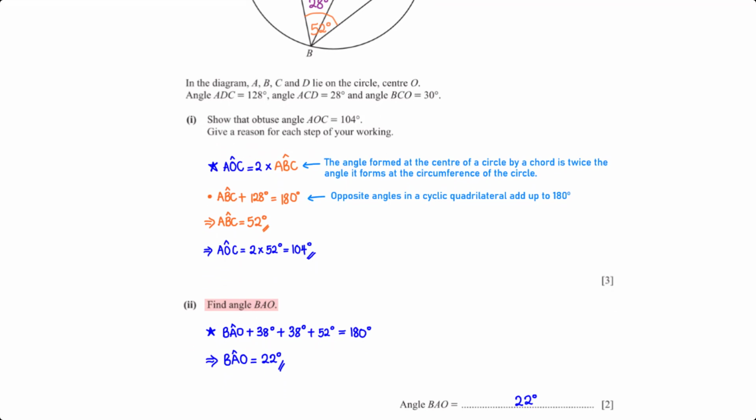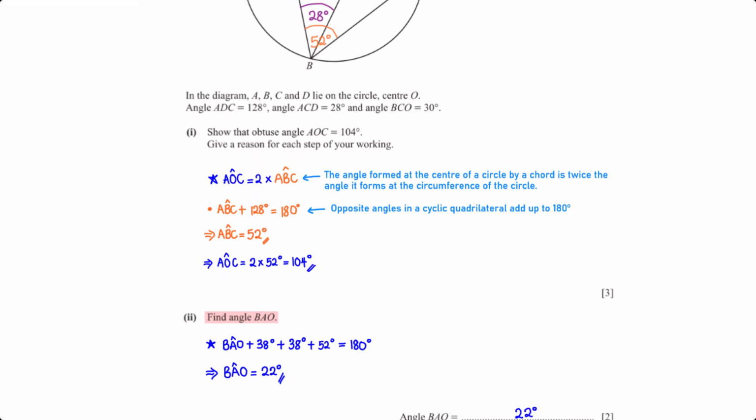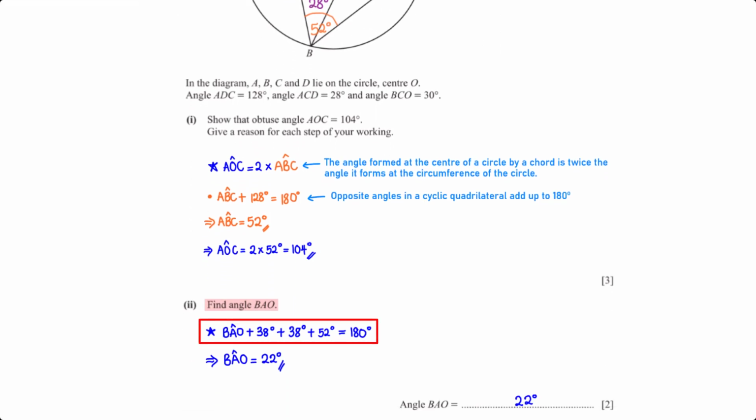Find angle BAO. OA and OC are radii of the circle. This makes triangle AOC an isosceles triangle. Base angles in an isosceles triangle are equal, and so to get each of these angles, we subtract 104 from 180 and divide by 2 to get 38 degrees. The sum of the angles in triangle ABC must add up to 180 degrees. When we make angle BAO the subject, we get 22 degrees.